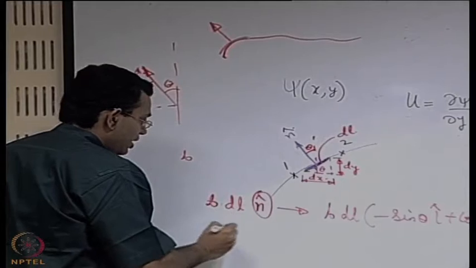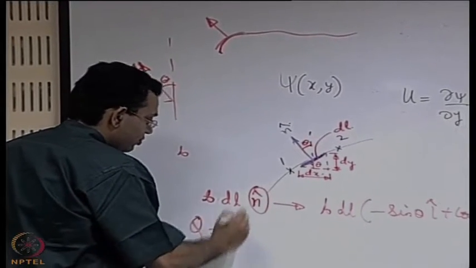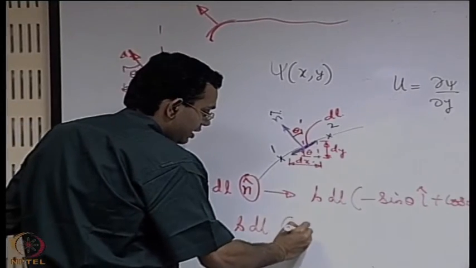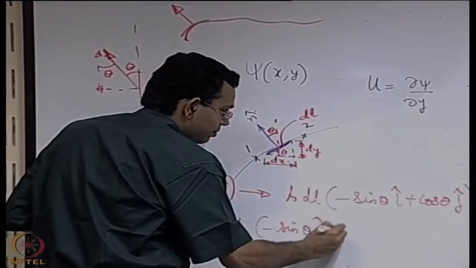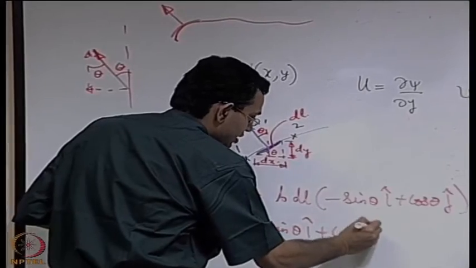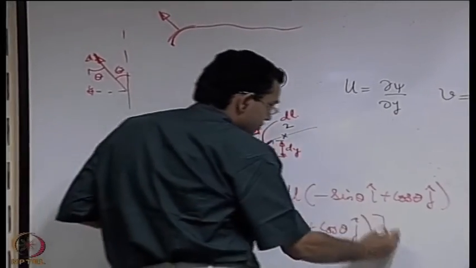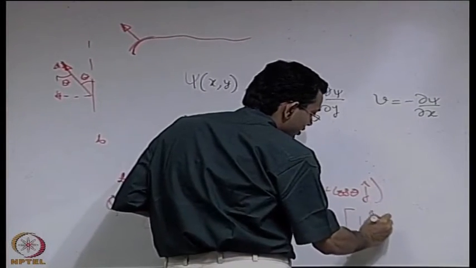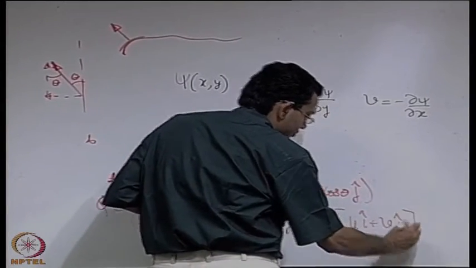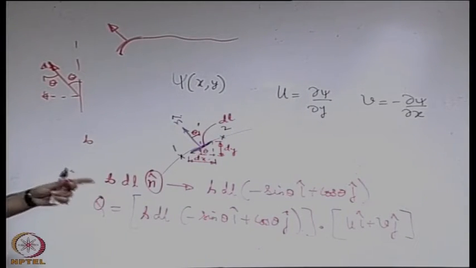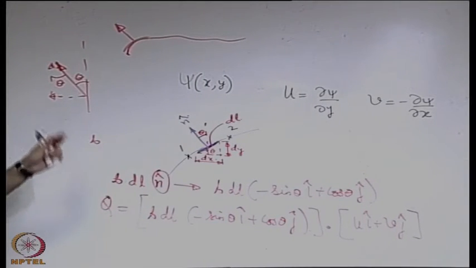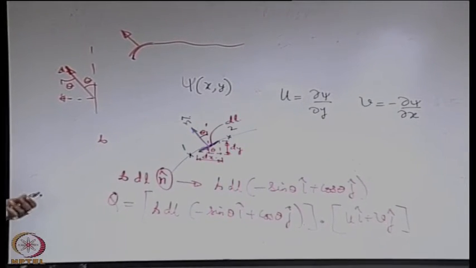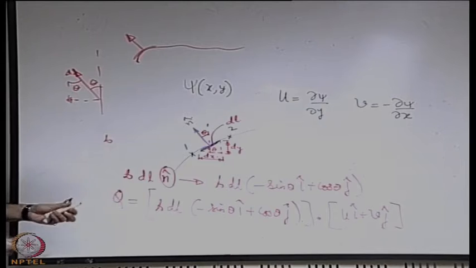So, the volume flow rate Q will be this one, b dl times minus sin theta i plus cos theta j, dot product with the velocity vector. What is the velocity vector? u i plus v j. We are assuming it is a two dimensional flow because we are discussing it in the context of stream function. So, everything is a two dimensional concept that we are discussing. So, what will it become?